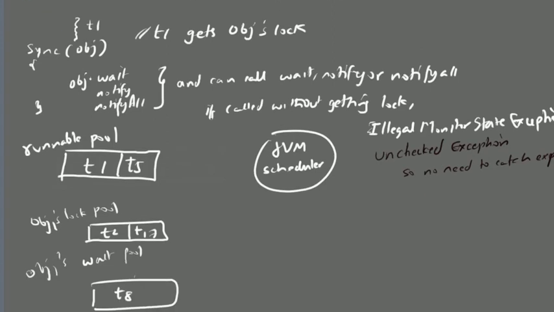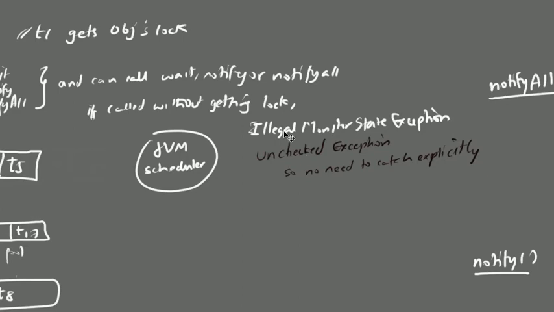Now, for example, if T1 doesn't get the lock of obj and tries to invoke any one of these three methods on obj, it would result in a runtime exception. It's called IllegalMonitorStateException. It's an unchecked exception, so you don't need to have a catch explicitly defined.